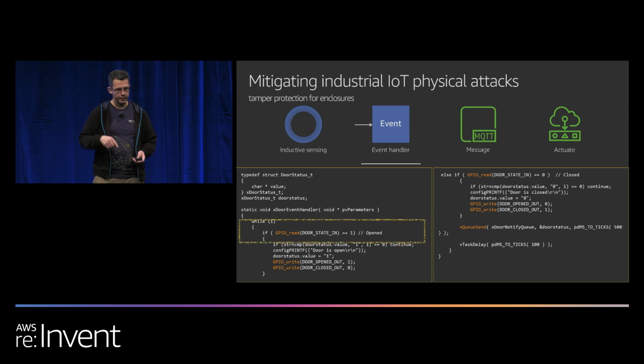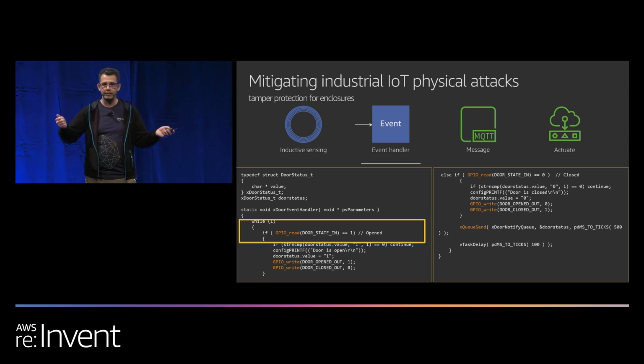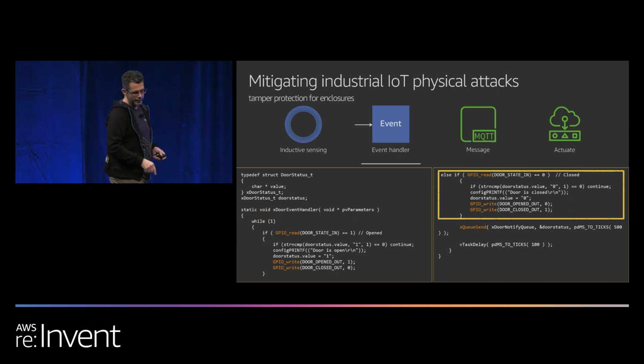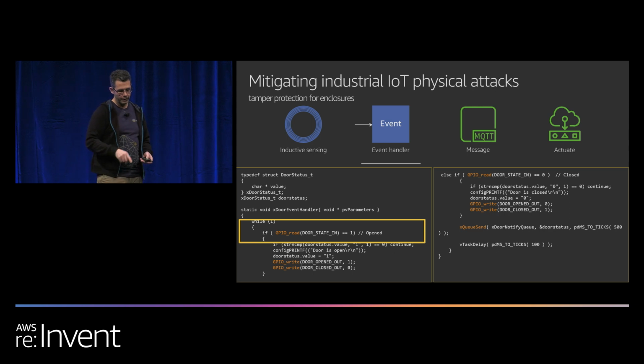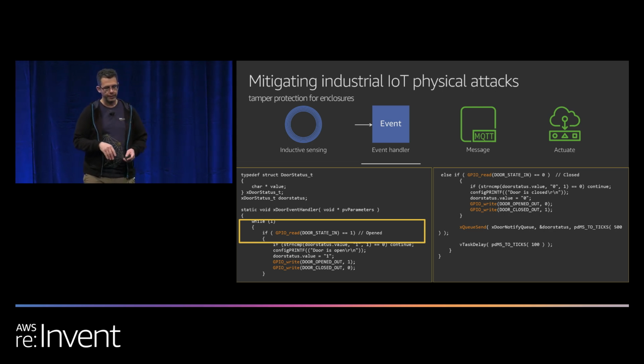In the task, it's a forever loop. It just runs forever. If the door is open, then remember, it's no longer sensing metal. It's going to pull the pin high. When it does that, oh, I need to fix that. When it does that, what it'll do is actuate some local GPIOs.